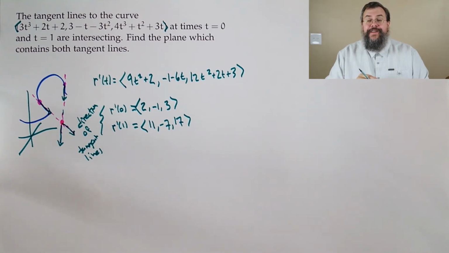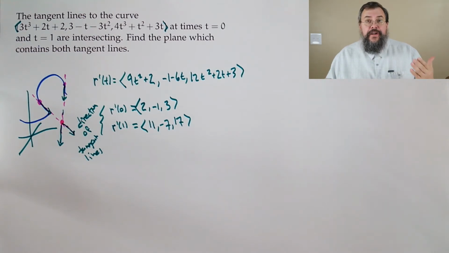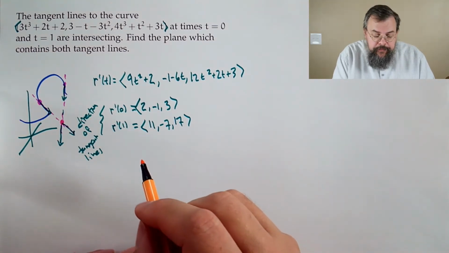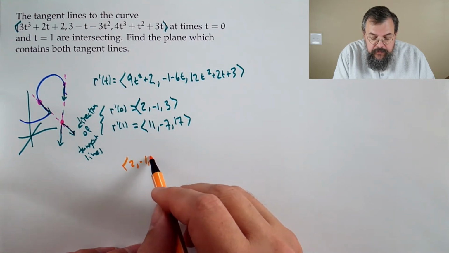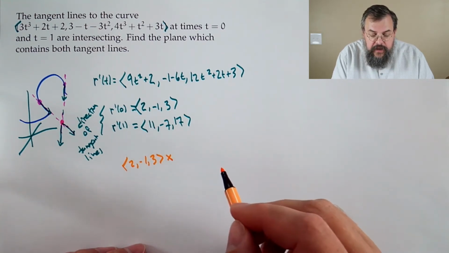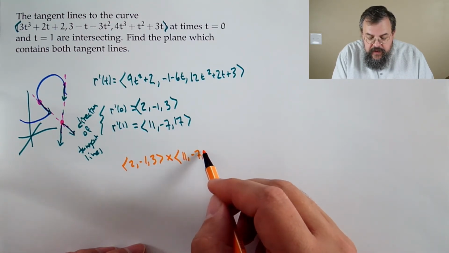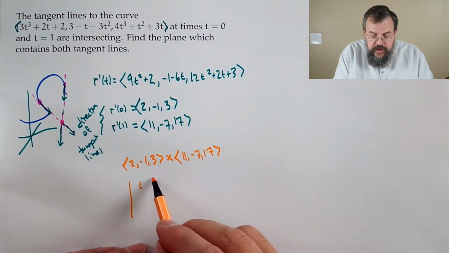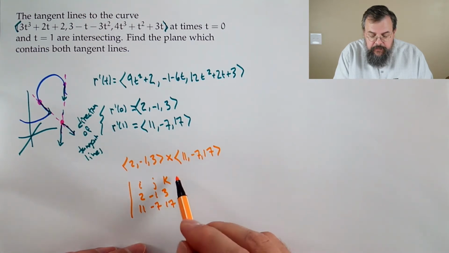cross product. See, cross product is a way to take two things and produce something perpendicular to both. We say, well, look, we want something which is perpendicular to both of these, so we'll cross, and that'll be what we want. So we're going to take 2, negative 1, 3, and we're going to cross that with the vector 11, negative 7, 17. So that's i, j, k, 2, minus 1, 3, 11, minus 7, 17.